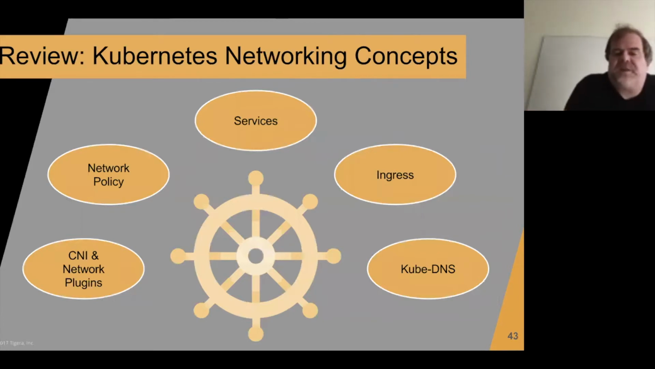So Kubernetes networking concepts, you have CNI networking plugins. Those are things that listen to Kubernetes, listen to the kubelet, and program the network locally on the host. And that's something that Calico listens to get its data. We have network policy, which we just talked about. You have a concept of services.